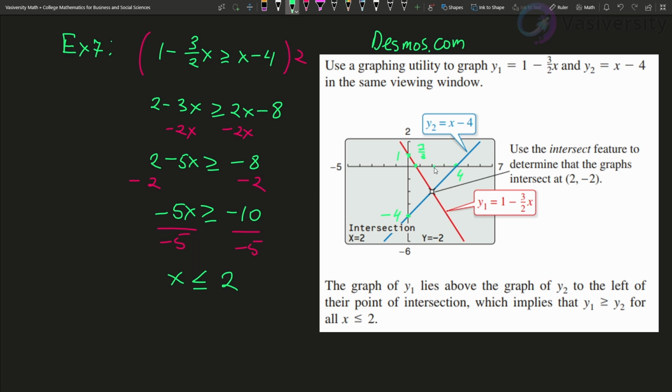equations and we found a solution. Right, the solution here is right here. So we know that the left equation is greater. And by greater, graphically, the red equation is 1 minus 3 over 2x.